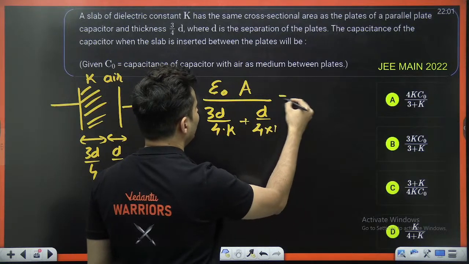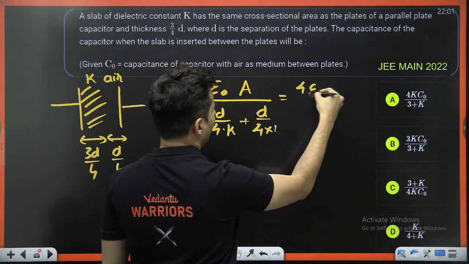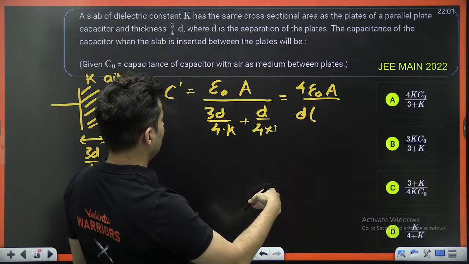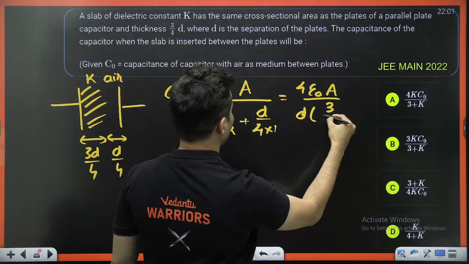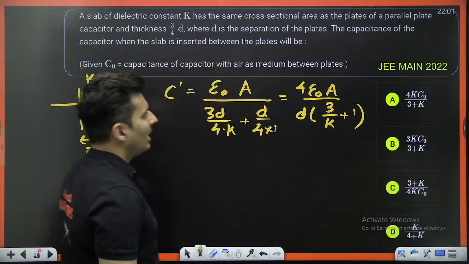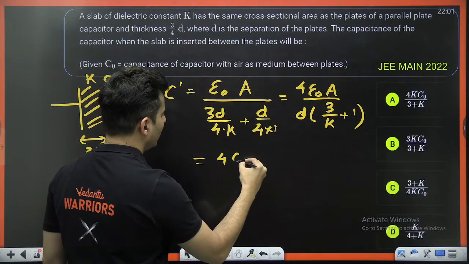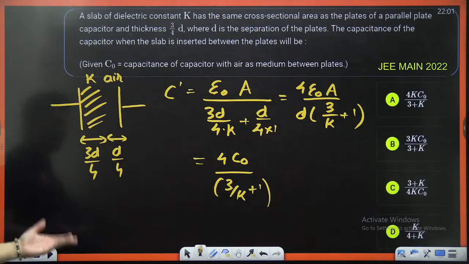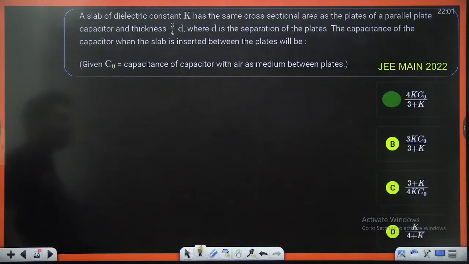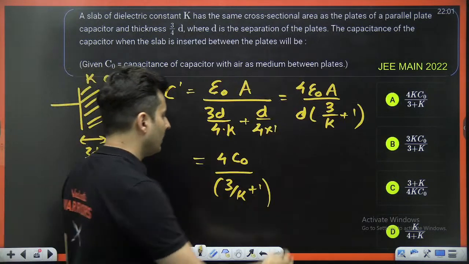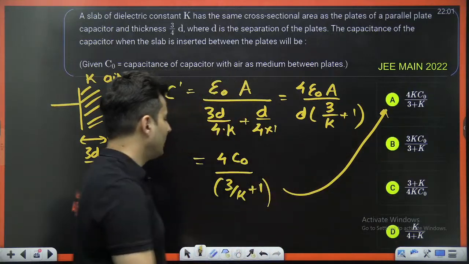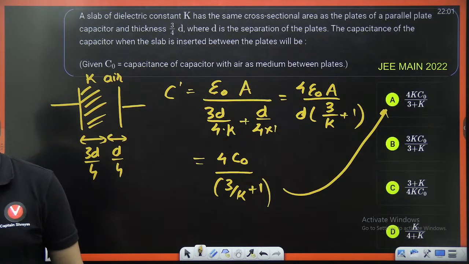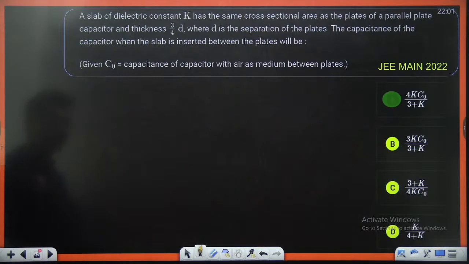So how much will it come out to be? 4 will go on the top. So 4 epsilon naught A, and d is common. It will be 3/K plus 1. Epsilon naught A by d is C naught. So 4 times C naught by (3/K plus 1). That should be the answer. You can take the LCM and all that. You will see the answer is option number A. K will go on the top. Right? Very good. Excellent. Let's move to more questions which are going to come up on your screen.